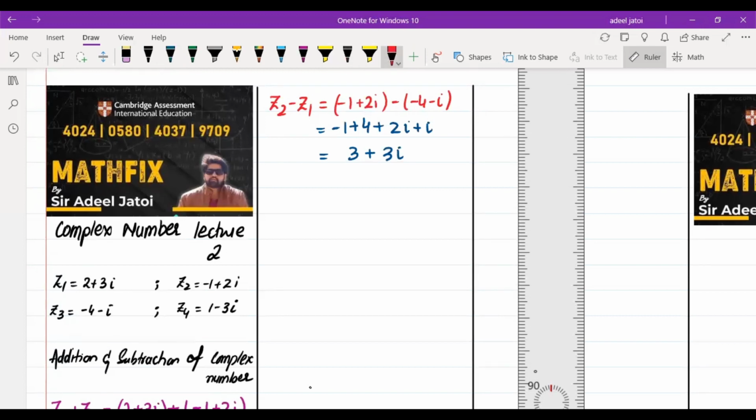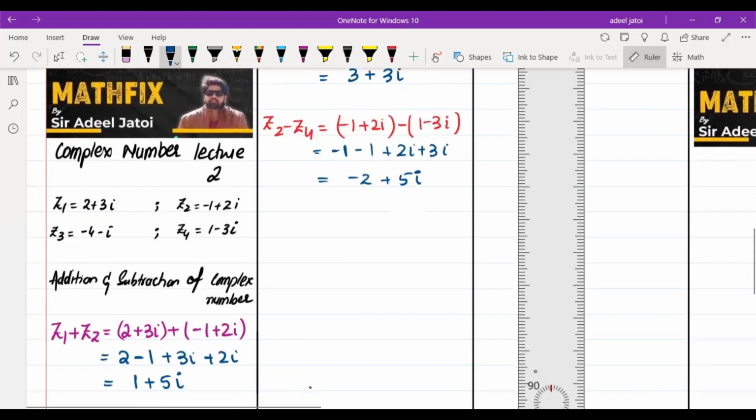If we have Z2 minus Z4, Z2 is minus 1 plus 2 iota minus Z4, which is 1 minus 3 iota. So this will be minus 1 minus 1 plus 2 iota plus 3 iota. This will be written as minus 2 plus 5 iota.